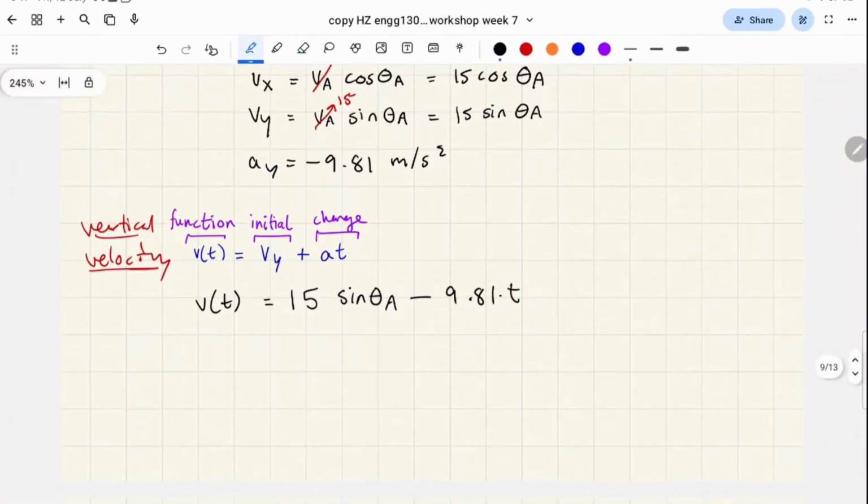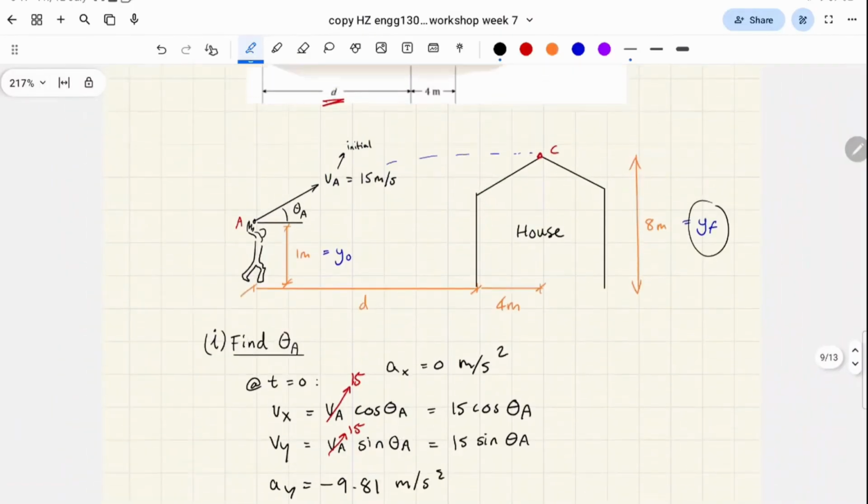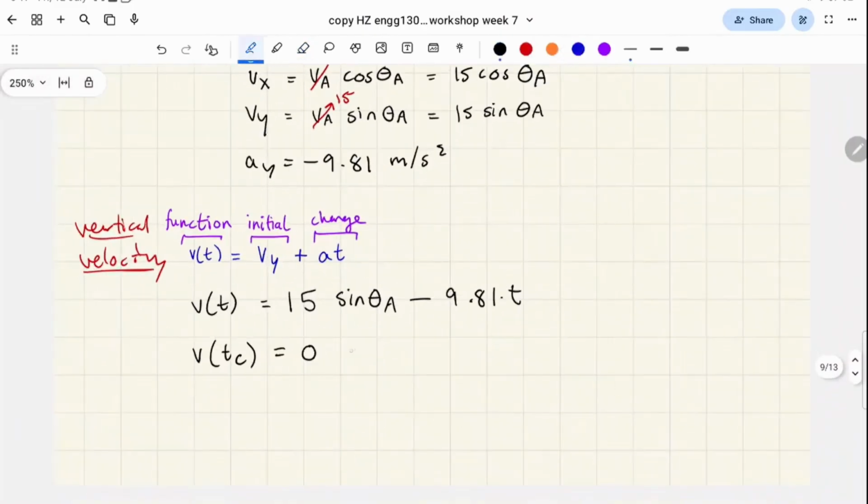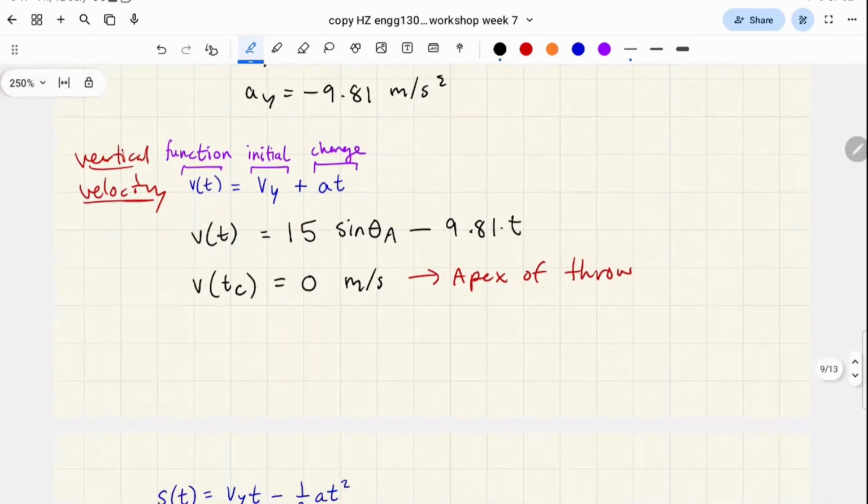And at the apex of the throw, let's call it Tc, by the way, because it's the time it takes to reach that point in the house, we know the velocity is 0 meters per second. So that's the apex of the throw.